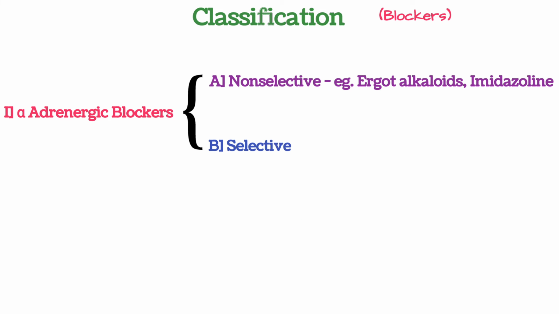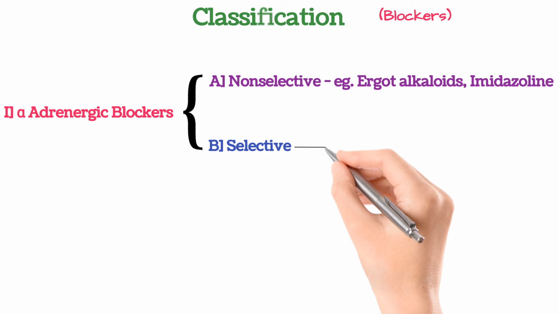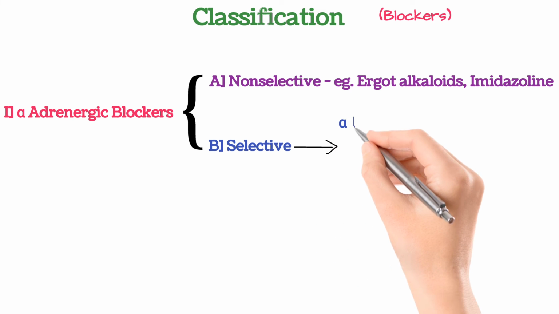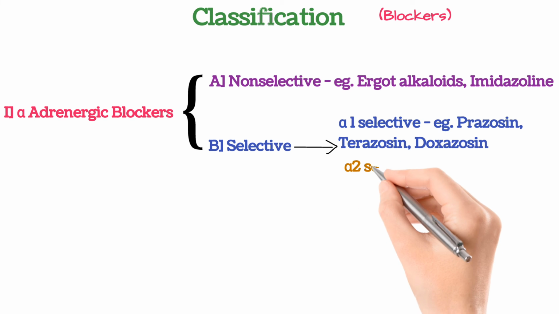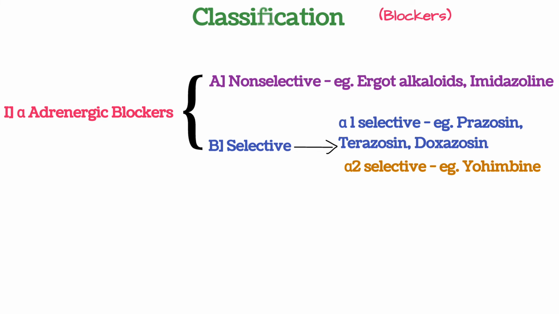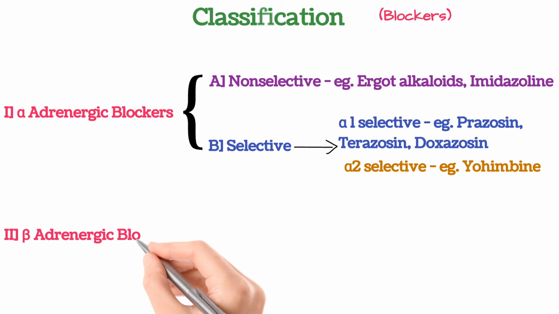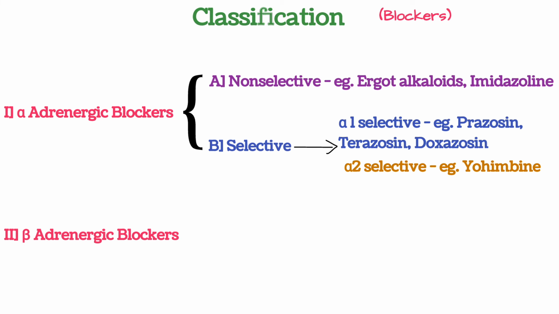Example is ergot alkaloids and imidazoline. Second is selective blocker. So alpha 1 selective blocker is like prazosin, terazosin, doxazosin, so the zosin class of drugs. Alpha 2 selective blocker example is yohimbine. As I had already mentioned, there is no significant use of this drug yohimbine, alpha 2 selective blocker.